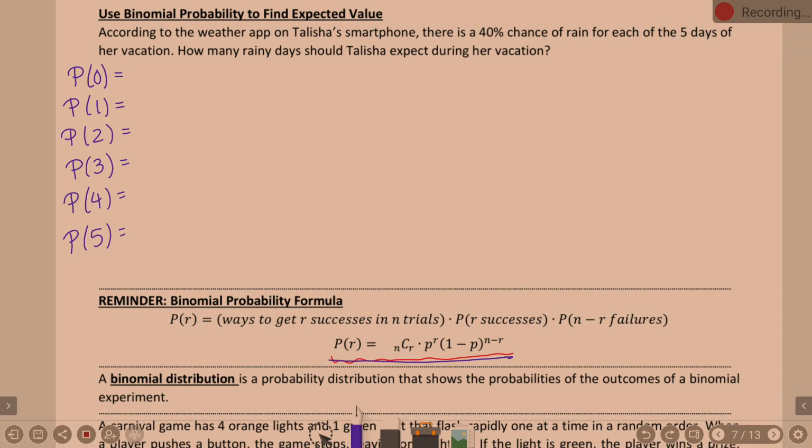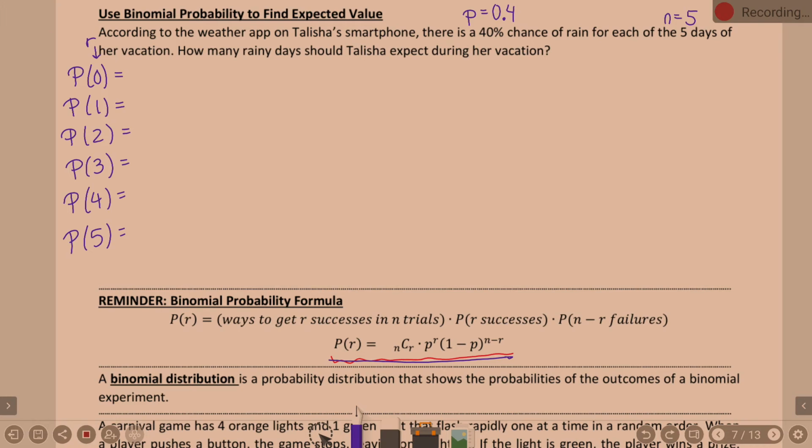So our formula: nCr, p to the r, 1 minus p to the n minus r. Well, what's p? My probability is 40% for 1 day. What is 40% as a decimal? 0.4. n, the total number of trials: how many days are we talking about here? 5 days. r is the number of days in question. Your r values are going to be those numbers there: 0, 1, 2, 3, 4, and 5.